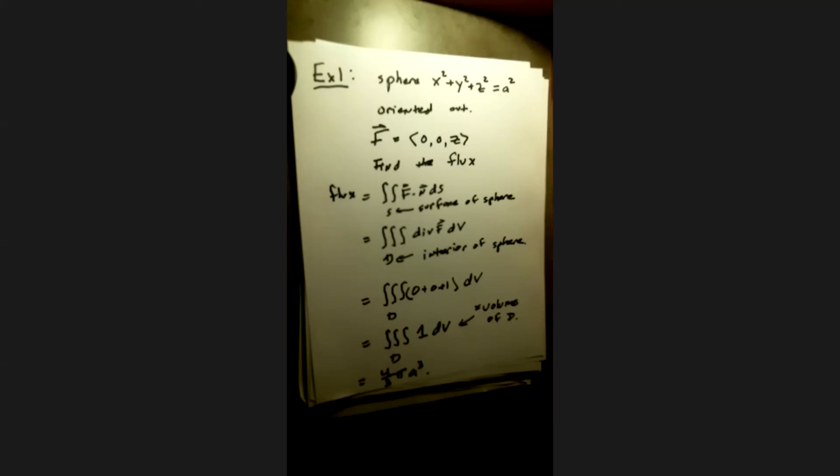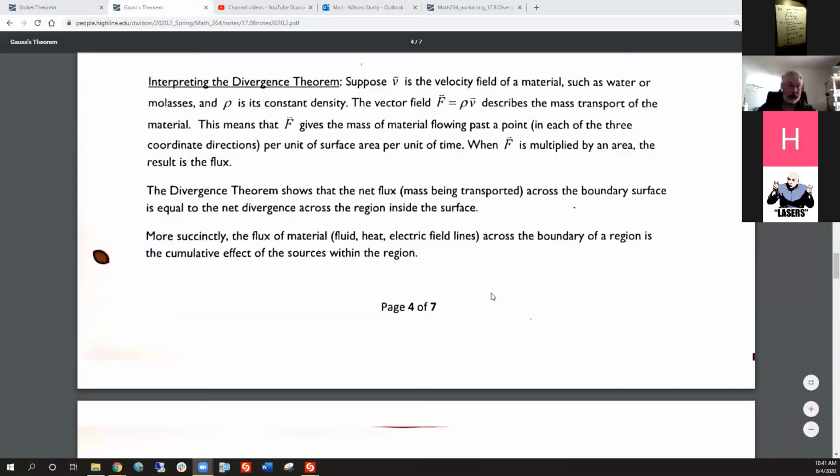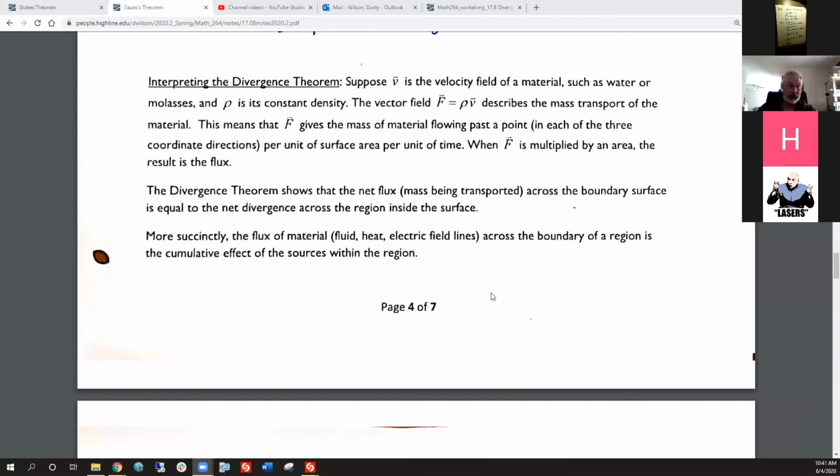So given the silence, let's look ahead in our notes at the next section that's called Interpreting the Divergence Theorem. We're talking about flux. So interpreting the divergence theorem, understanding flux. So suppose that V is the velocity field of a material, such as water or molasses.